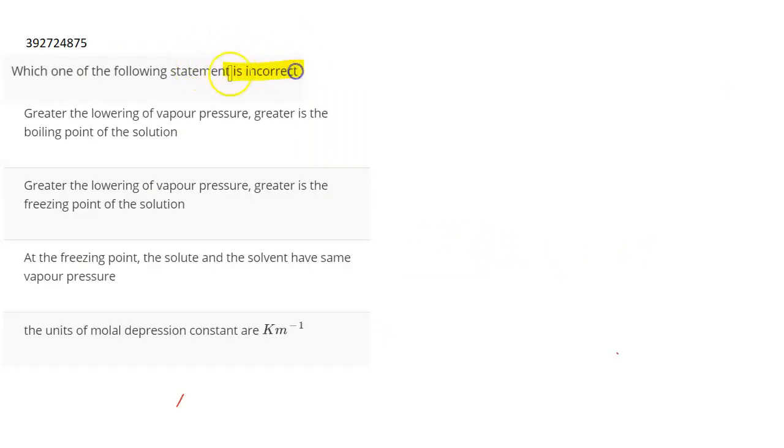The question is, which of the following statements is incorrect? So we have to find out the incorrect statement amongst the four options, right? You are given option A, option B, option C, and option D. You have to find out which one of the following is incorrect.